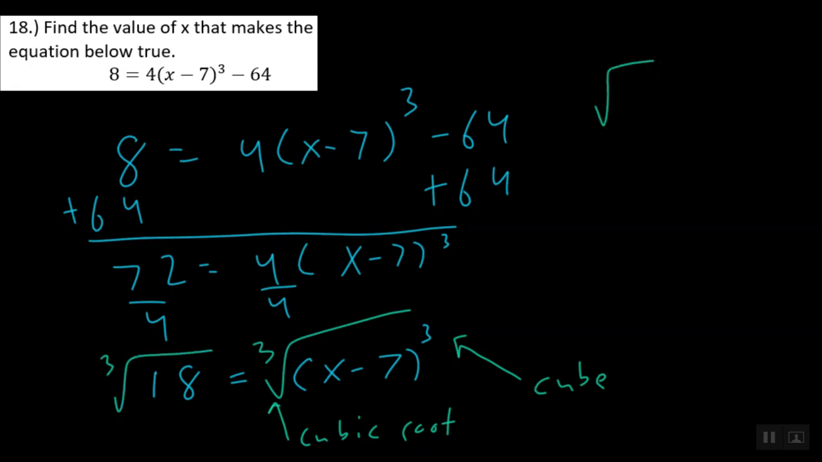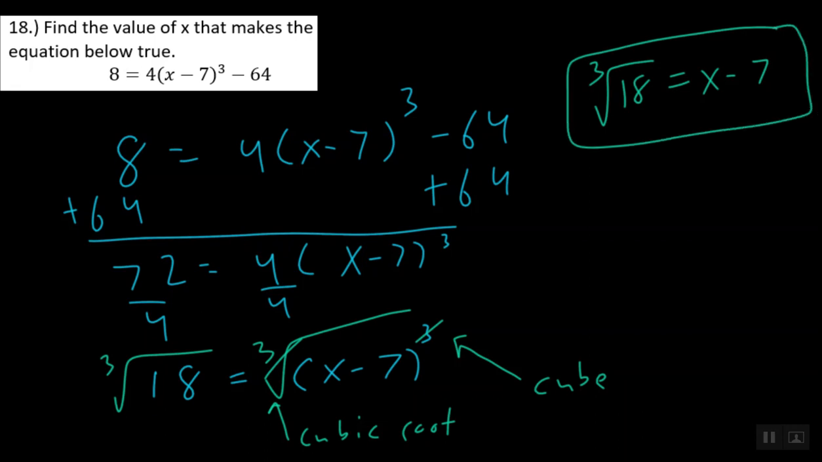Now, the cubic root of 18 is an actual number, and these two things cancel, and we get x minus 7. So I leave it to you to solve this from here on your own. Simply put that into your calculator, and then solve for x. Alright, we've got 2 more problems. Let's go on to problem 19. Okay. Problem 19 says, find the inverse of x for the function f of x equals 2x squared plus 16x minus 13.